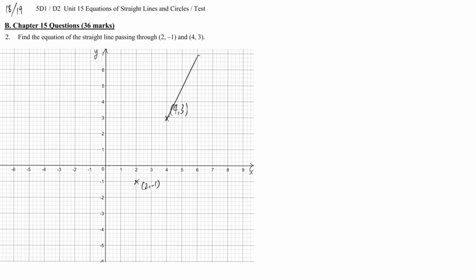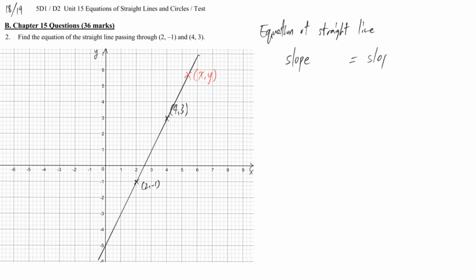We are finding the equation of the straight line that fulfills this requirement, passing through these 2 points. So once again, don't forget to use a general point to express the equation in terms of x and y, and then we are going to write down the equation of the straight line. We have the requirement again, slope is equal to slope as always for a straight line. The slope first, left hand side, expressed in terms of x and y, so I may use these 2 points to show it. y minus 3 over x minus 4.